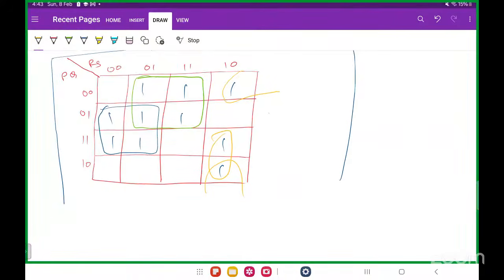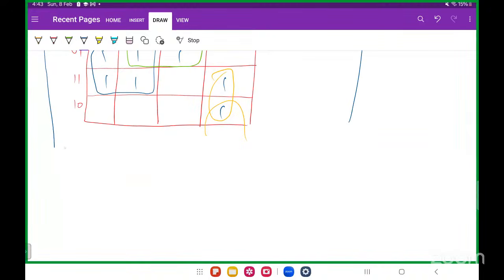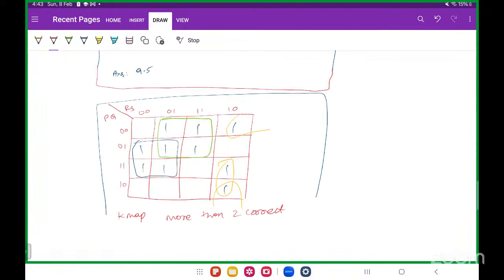There is a K-map problem, quite easy. It has more than one correct option; there are 2 options correct for this K-map problem. And that is a simple one.